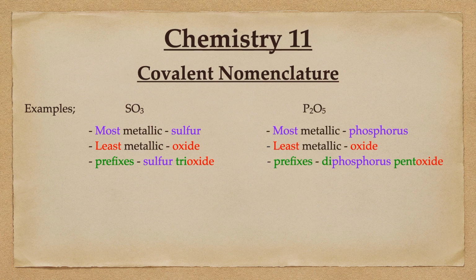Second example, P2O5. Phosphorus is the most metallic, oxygen becomes oxide as the least metallic. 2 phosphoruses and 5 oxygens mean diphosphorus pentoxide.